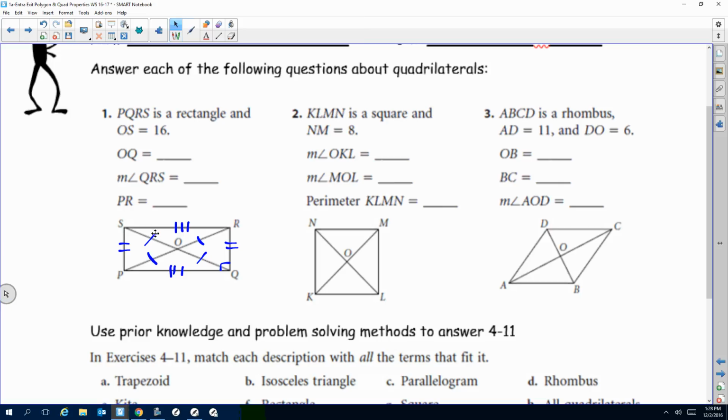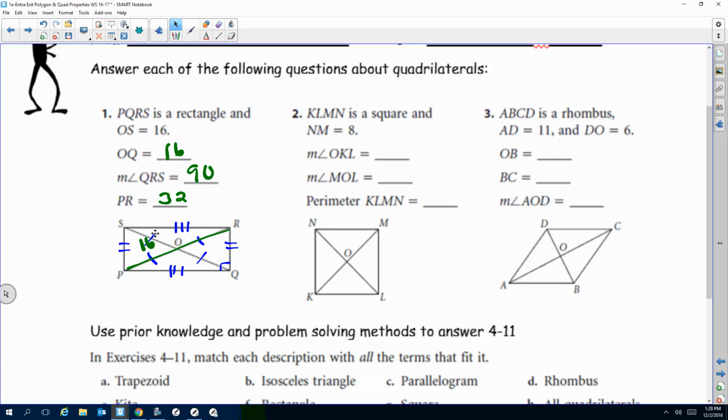Now, if I know that, I can just go here. It says OS is 16. So if I label that 16, it has 1 tick mark. Everything that has 1 tick mark is also going to be 16. So OQ, 1 tick mark, 16. To find the measure of angle QRS, QRS is 90 degrees. And then PR, that's the whole diagonal, 32. We just double our tick marks, 16 and 16.